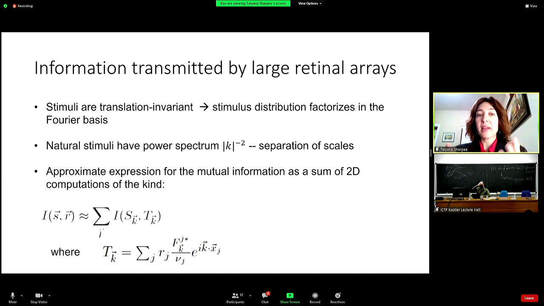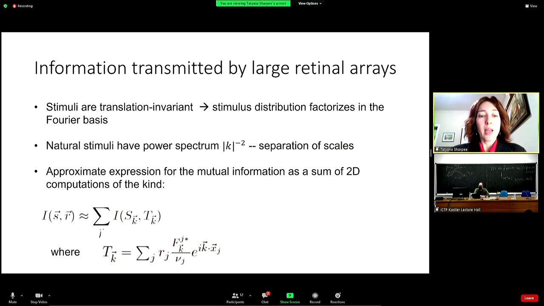And now we will be applying our prescription. So in our case, the stimuli are translation invariant, and therefore the stimulus distribution factorizes in the Fourier basis. Also, natural stimuli have the sparse spectrum of 1 over k squared, so we have a separation of scales. So we know that, based on the previous calculation, we should start with computing information with respect to the zeroth component and then go to higher frequencies.